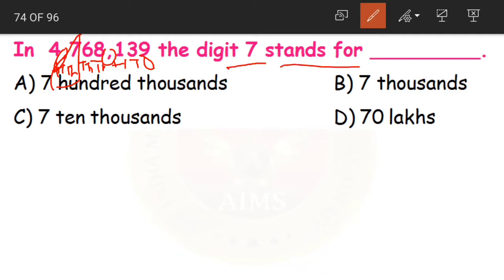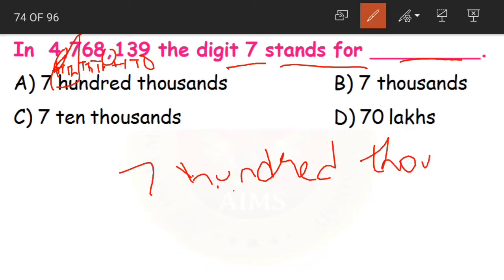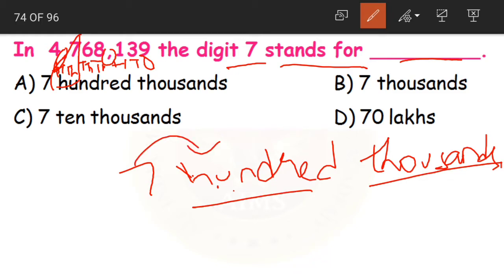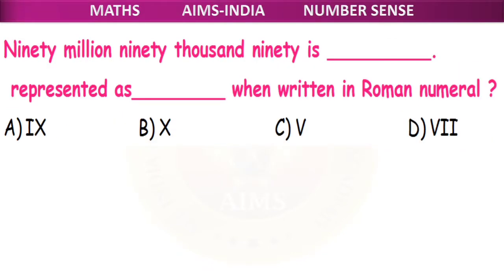The digit 7 stands for dash. 7 is in 100,000s place. So 7 stands for what? 700,000. Nothing but they are asking us the place value. 7 is in 100,000s place. So the place value becomes 700,000. That is option A. Okay children.